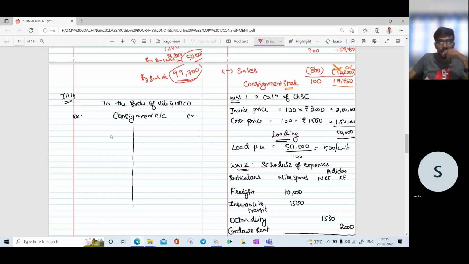Okay, is the consignment account posted? What do we do at this point? To GSE, how much should we put? 2 lakh. At this place, by GSE, load in brackets 50,000. So it indirectly says at cost price. Okay? This is the invoice price. Next, to bank account, how much expenses are there? 11,500. Then to Adidas account.